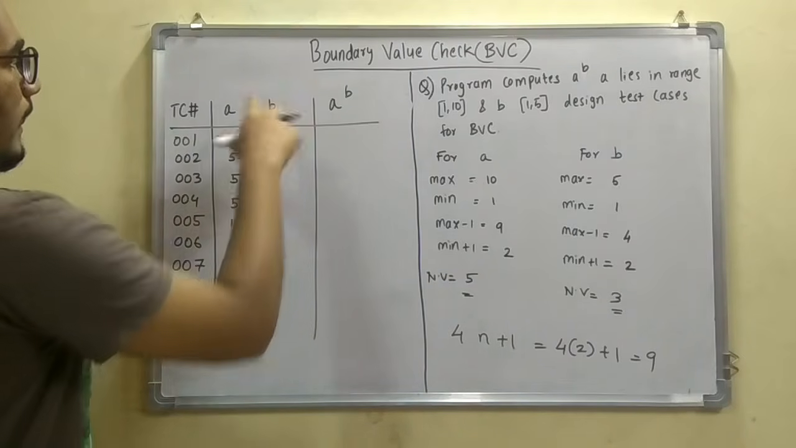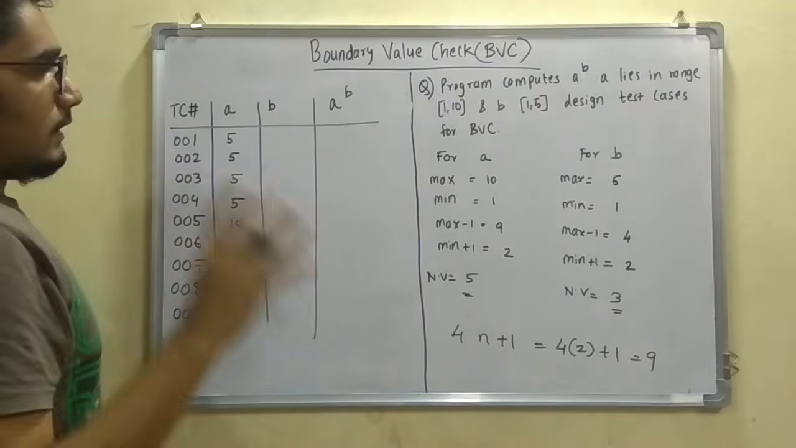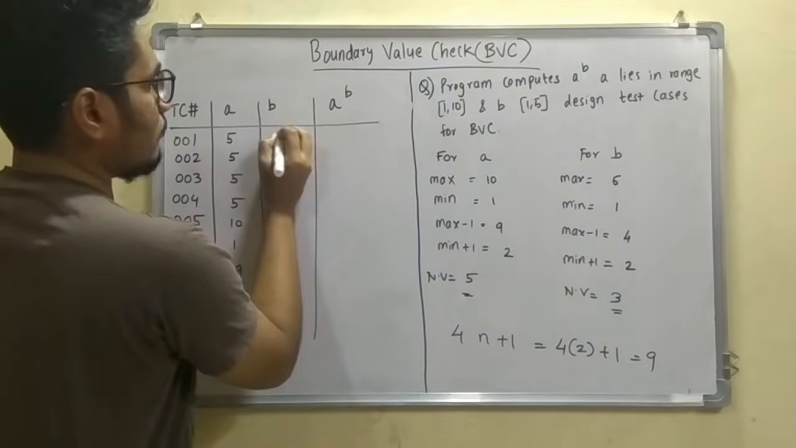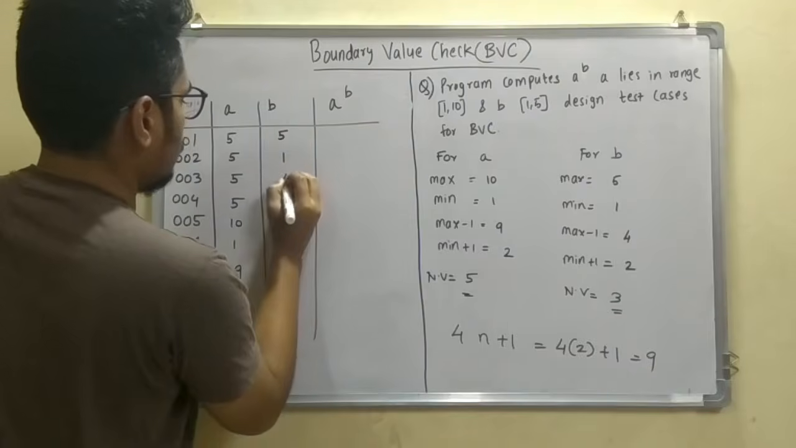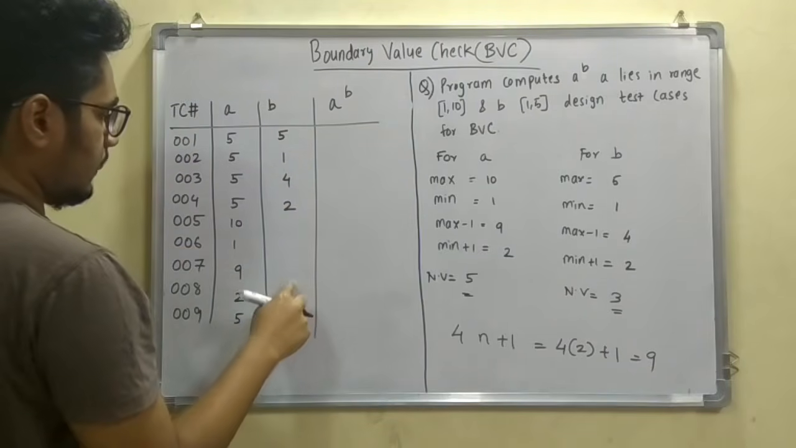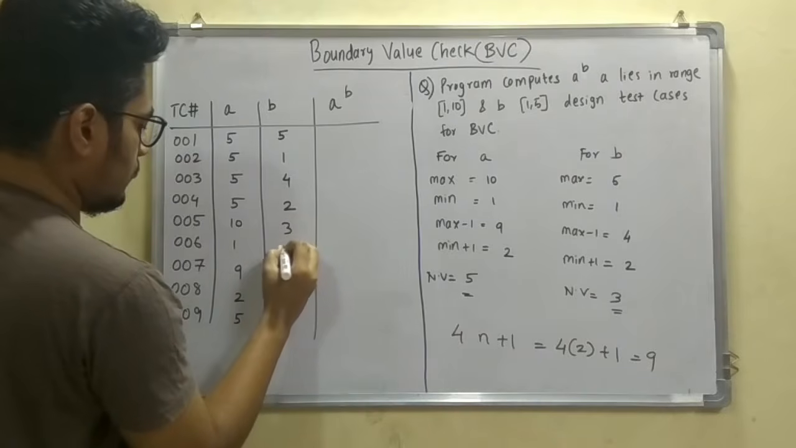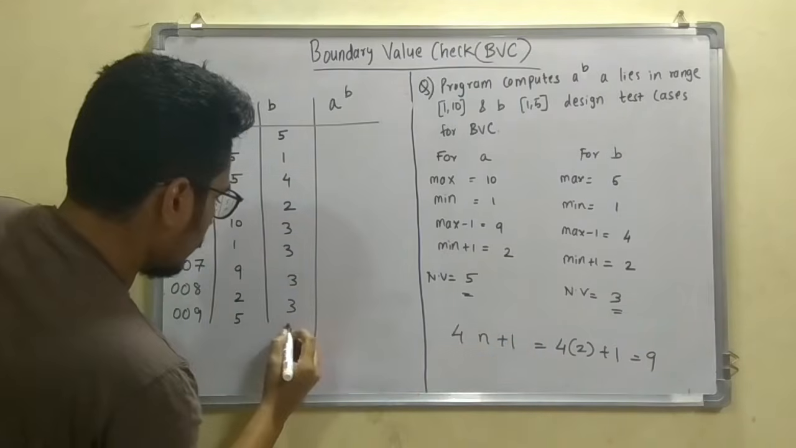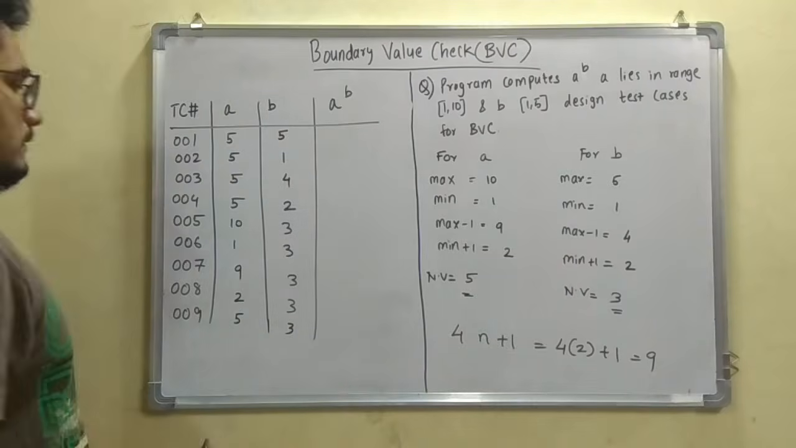Simple. And for the value B, here we first write 5, 1, 4, 2. And then we write 1, 2, 3 and 4, with this nominal value and one last nominal value for this.